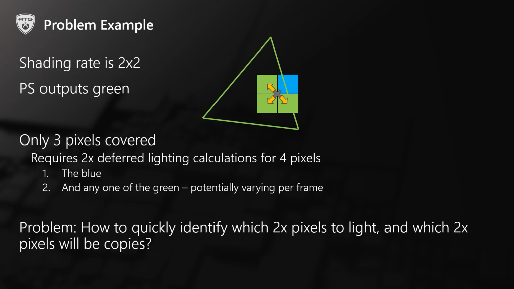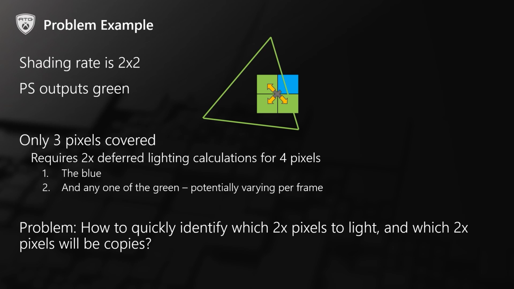So here we have the same 4 pixels, but in this case our green triangle is slightly smaller and it only covers 3 out of the 4 pixels. So we're still running the pixel shader at 2:2 rate. The pixel shader gets invoked, we produce a value, but in this case it's copied to only 3 out of the 4 pixels, even though the shading rate is 2:2. So we can see here that writing the shading rate to a GBuffer is not particularly useful.